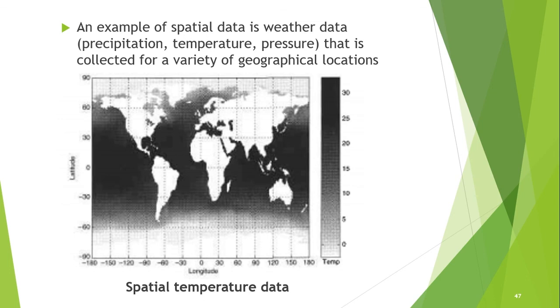Here's an example of a spatial data. This is a weather data that is collected for a variety of geographical locations. So, ayan. If you may notice, this is an example of a vector data. Kasi merong mga latitude and longitude, which is the X and Y coordinates. Although, pwede ding raster kung picture yan na kinunan, pwede din. Okay?